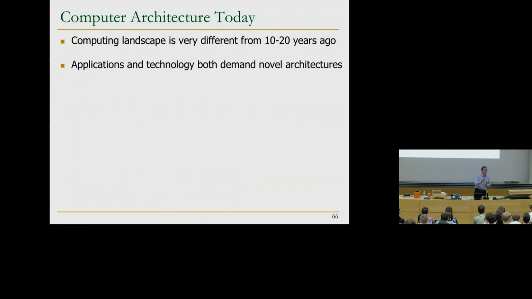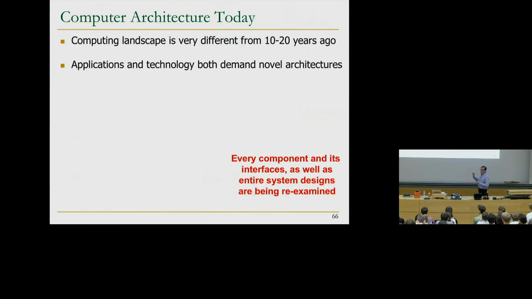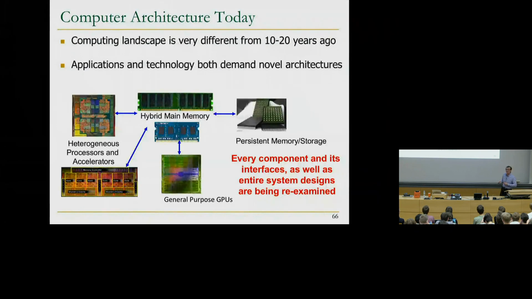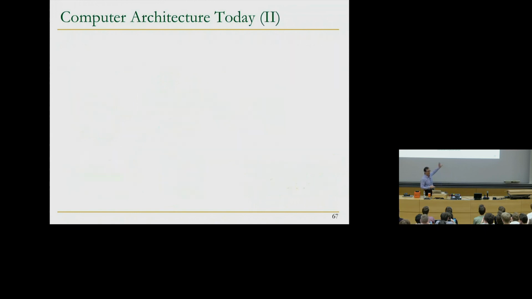It's not a very sophisticated general purpose engine anymore. In fact, most of the system consists of accelerators today. Maybe a general purpose engine is handling some of the workload, but it's going to become more and more heterogeneous going into the future. So at this point, basically every component and its interfaces, as well as entire system designs, are being re-examined today. And that's why we have a picture that looks very heterogeneous like this. And again, as I said, we're going to cover some of these.